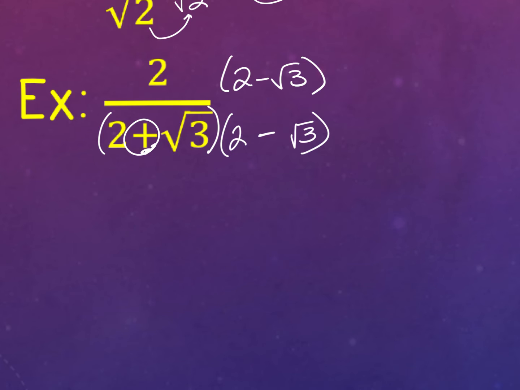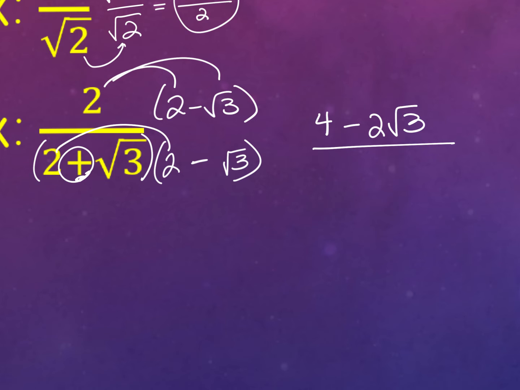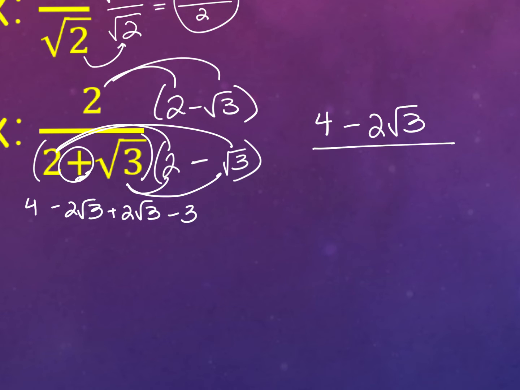So in the numerator, we're going to distribute the 2. 2 times 2 is 4, minus 2 square root 3. And in the denominator, we're going to FOIL. So the first would be 4. Outer, negative 2 root 3. Inner, positive 2 root 3. Last, negative square root 3 times square root 3, which is 3.